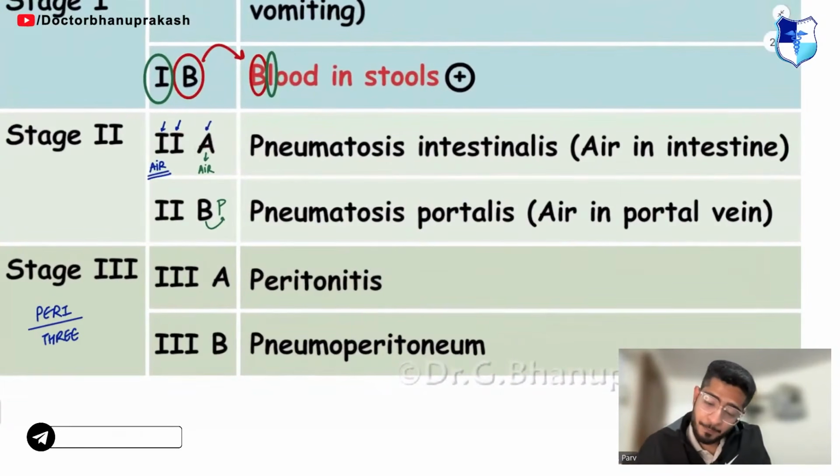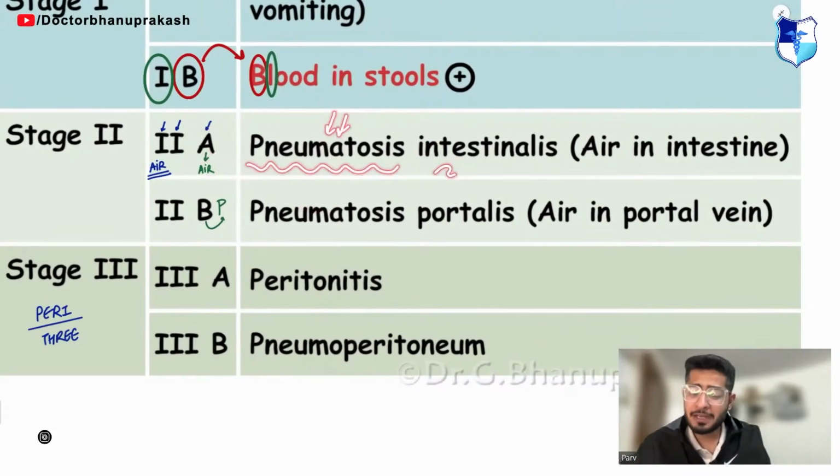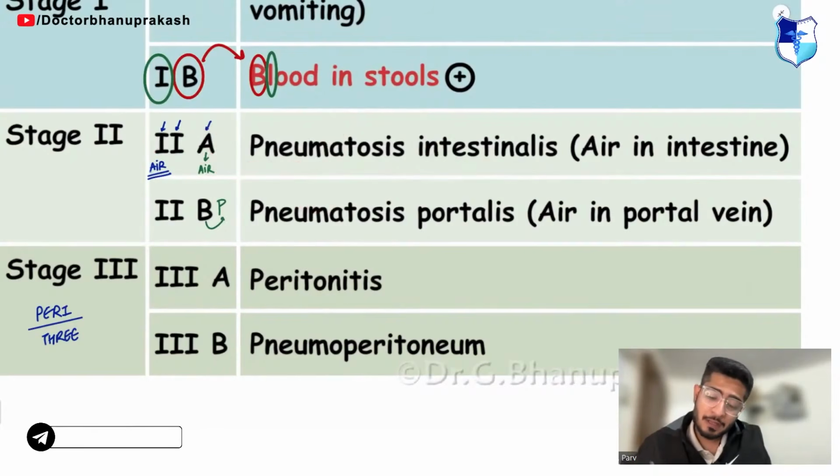What about stage 2A? Please remember A for air. Pneumatosis means you have got air filled in the intestine. So 2A is going to have air in the intestine, but in 2B there's going to be air in the portal vein. Air in the portal vein.